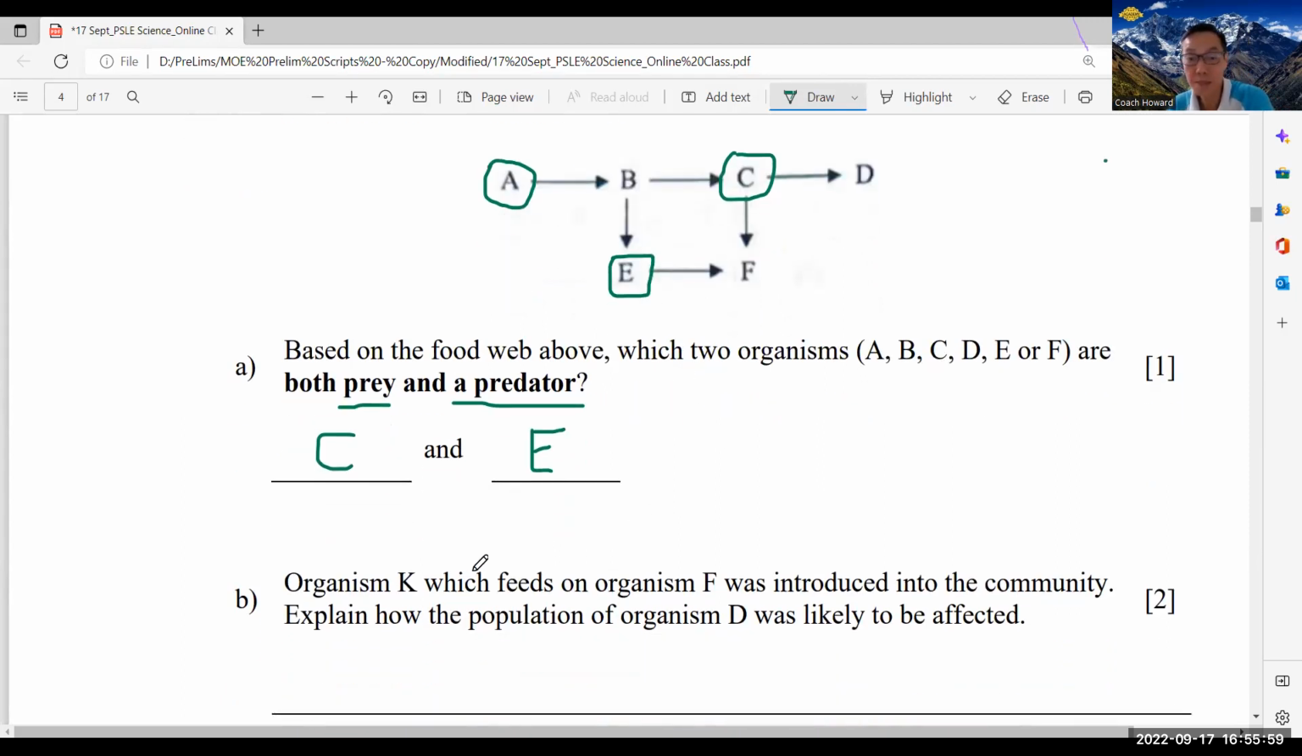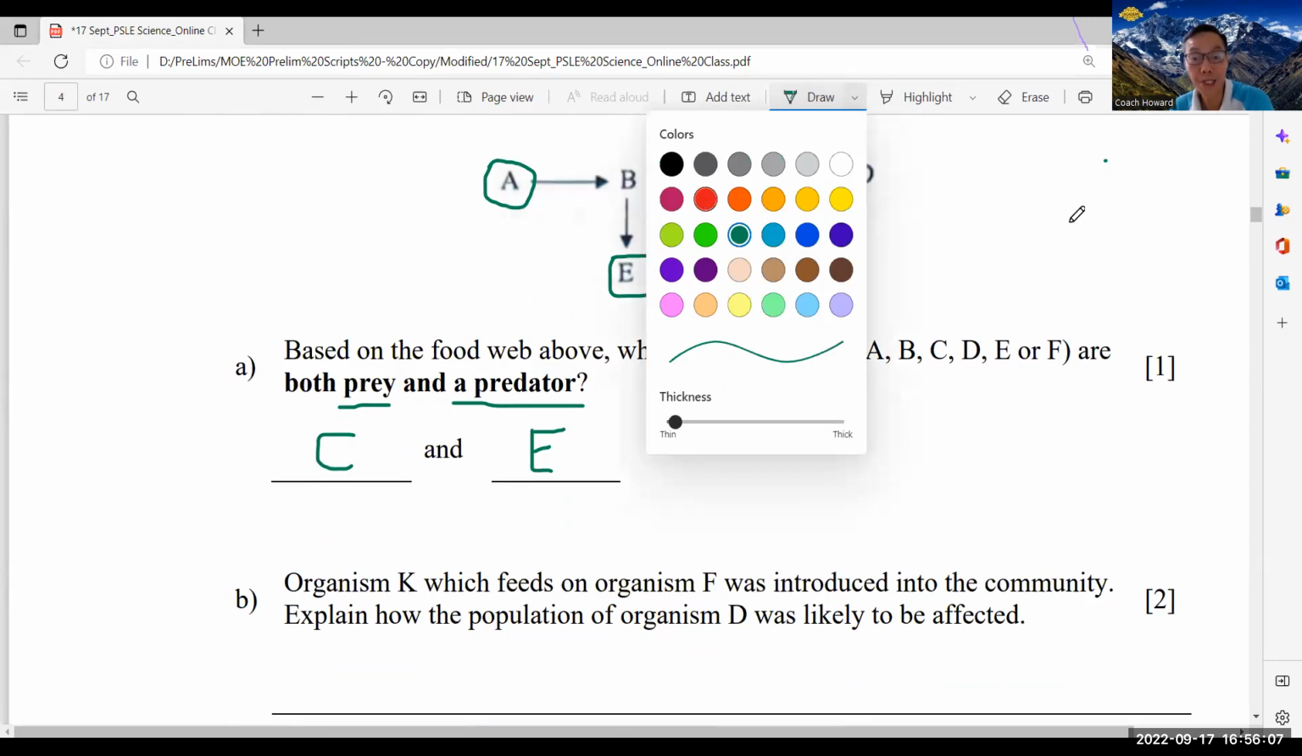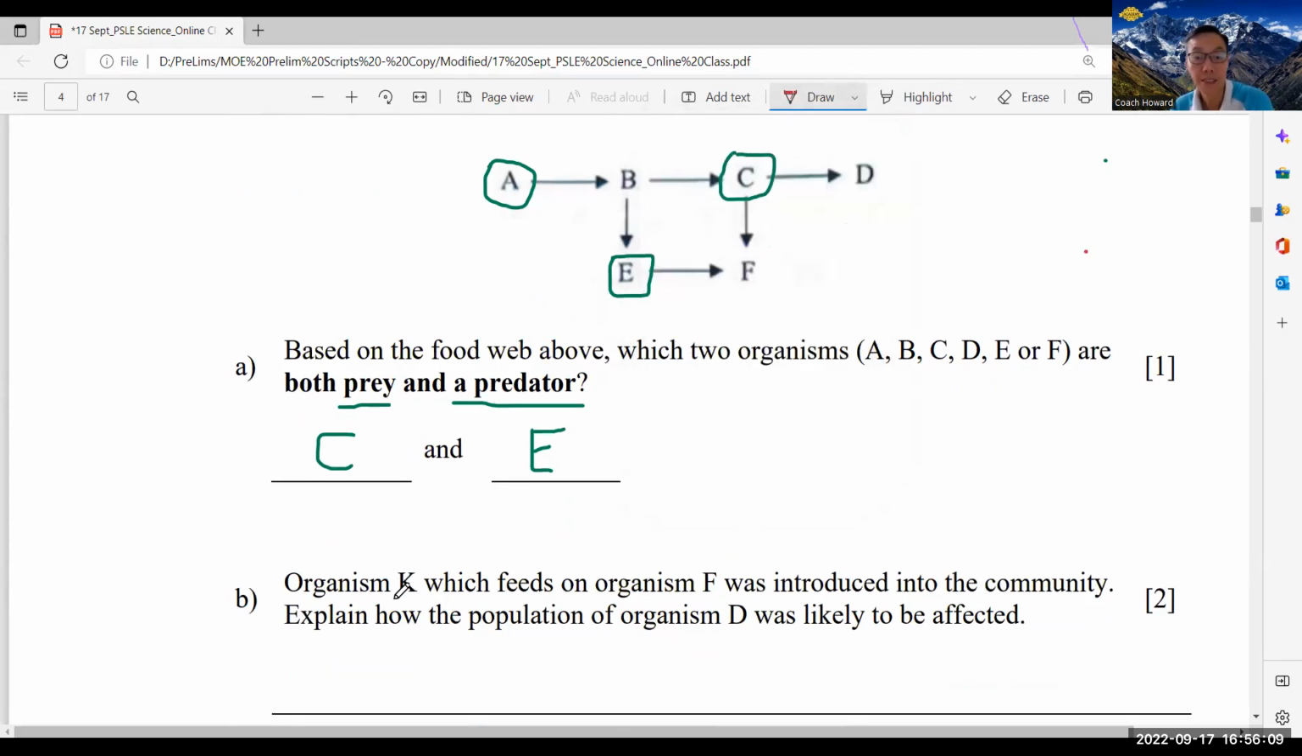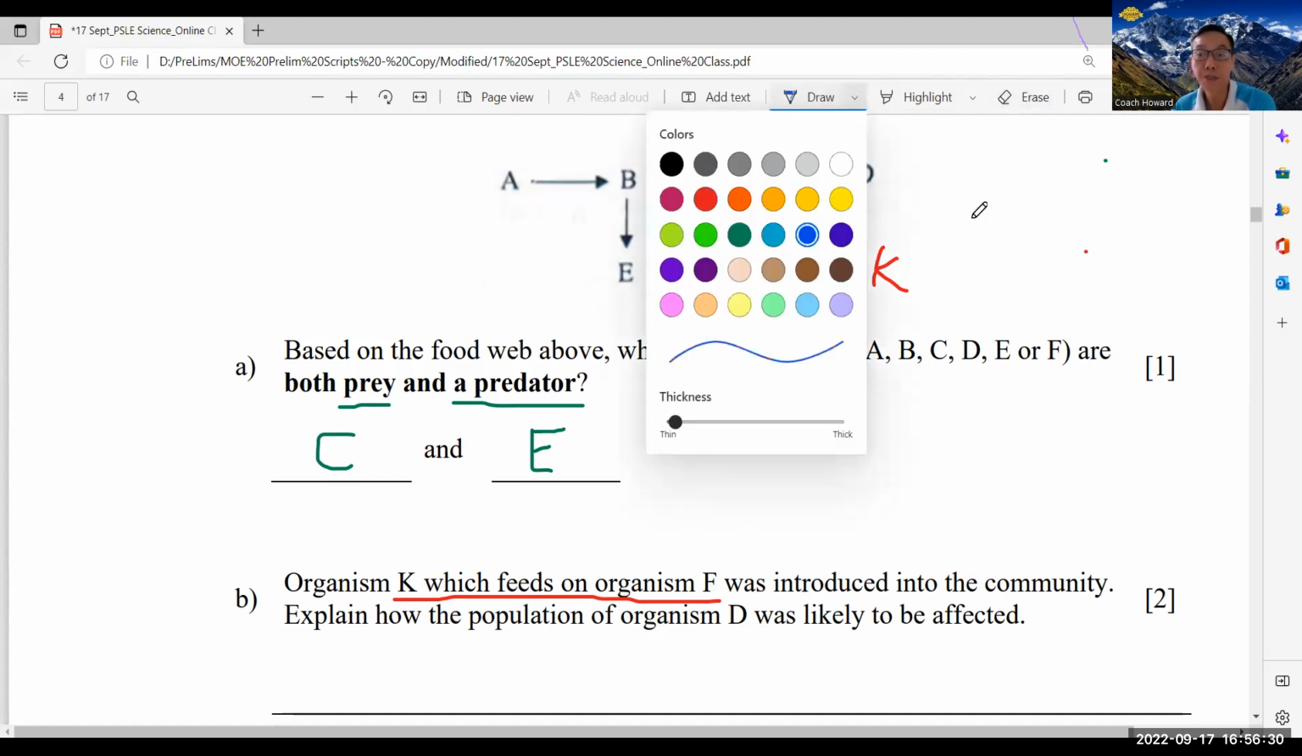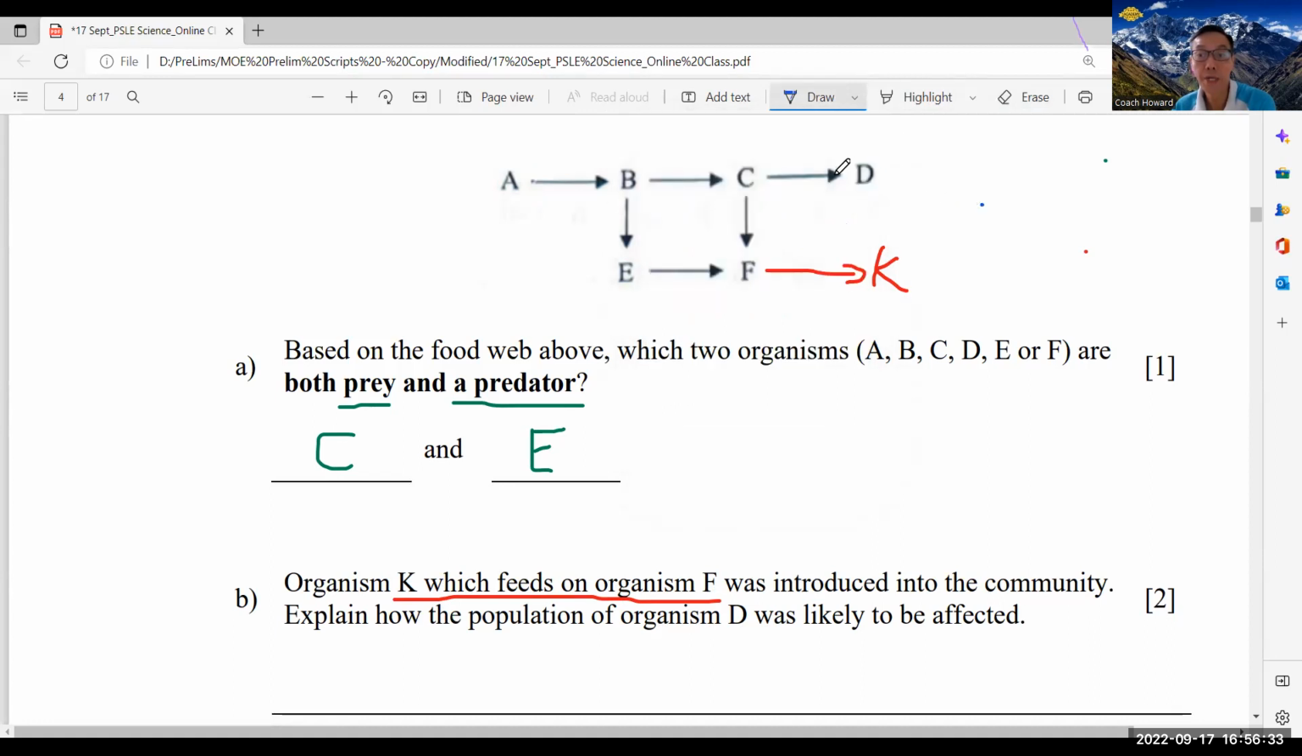Next, they say organism K feeds on organism F. So what you do, using the same food web, is include K inside. K feeds on organism F. So organism F is here, right? You just draw here, and then you put K. K is here. Explain how the population of organism D was likely to be affected. So I'm going to remove all this to bring your attention to this, because they're asking about organism D.